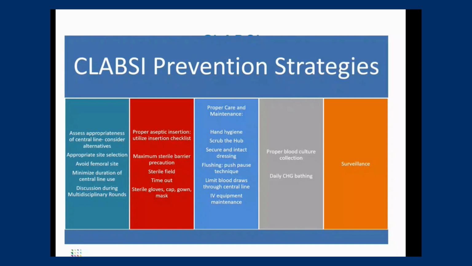So some of our prevention strategies, some of which occur in interventional radiology when the lines are being placed, or with the vascular access team, are making sure there's aseptic technique, using the insertion checklist, and having a sterile barrier and sterile field. The rest is going to be on the floor with the RNs, making sure there's proper hand hygiene, scrubbing the hub, cleaning our dressings and changing the dressings once a week at least. Making sure when we do blood cultures, we're doing it properly to policy, and I'll go through that in a little bit. And then also surveillance, looking for any signs and symptoms of infection.